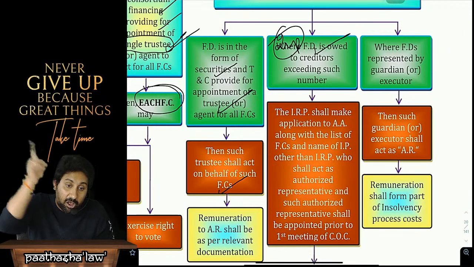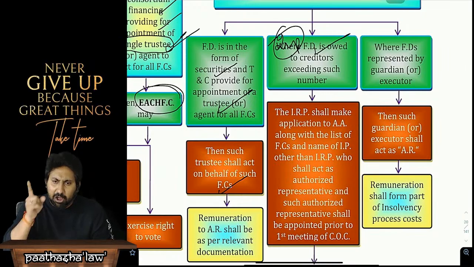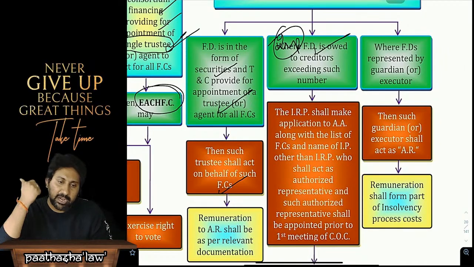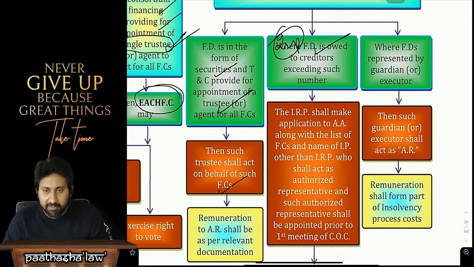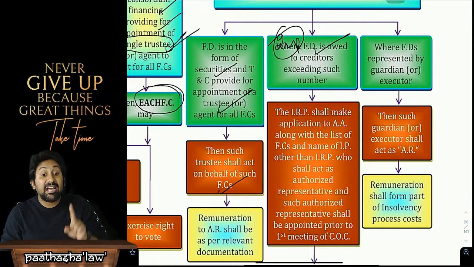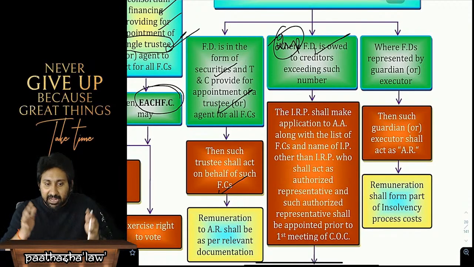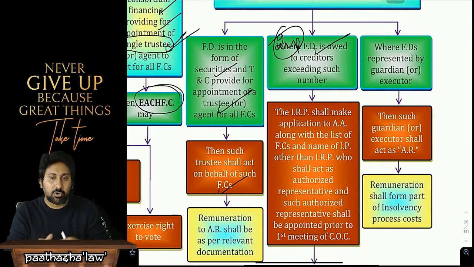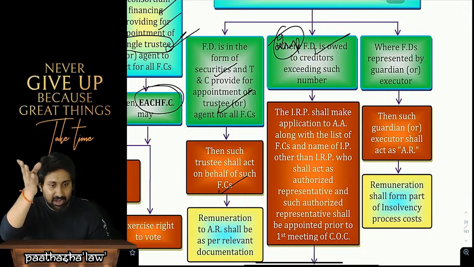He will act for all of them in detail. For all of them I will pass one resolution that applies to the entire debenture holders. Next one, where the financial debt is owed to the creditors exceeding such number. What is this? Real estate allottees. If the number of real estate allottees is increased so much, there are around 100, more than 100 we have seen.